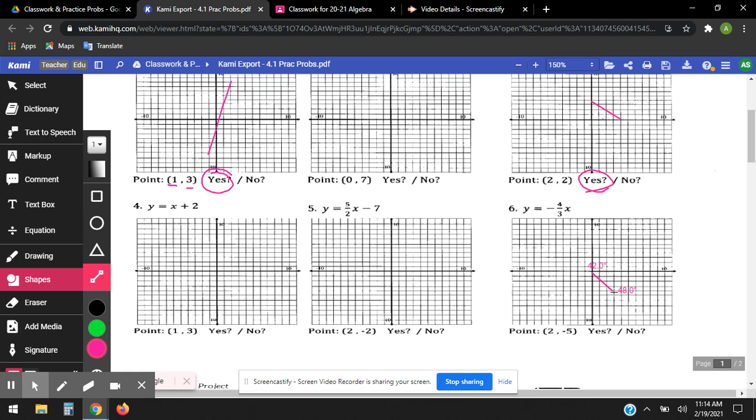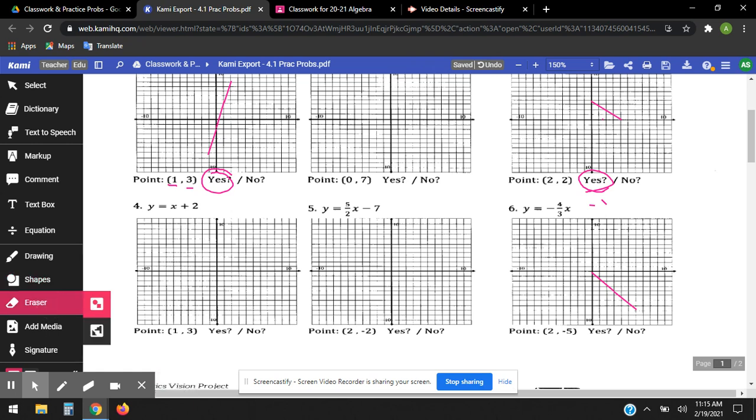And try to be as accurate as possible since we have to check a point. Let me do it one more time. 1, 2, 3, 4, down. 1, 2, 3, over. Okay? And now I'm going to look and see if 2 comma -5 is on my line. Well, there's 2, and it looks like it crosses at -3, not -5. So it looks like a no for my graph, but let's double check.